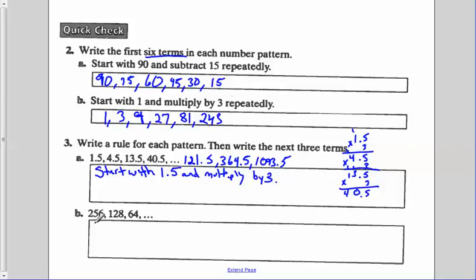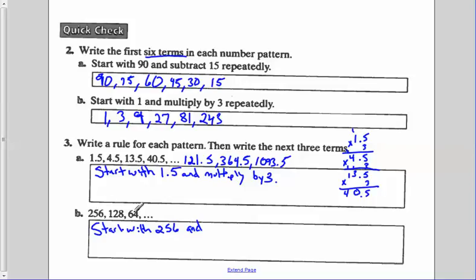Alright, now for B. 256, and then I go to 128, and then I go to 64. Well, I know I'm going to start with 256. Now I need to follow some kind of rule or some kind of step. Well, 256 and 128. If I subtract 128, I get 128. But if I subtract 128 from 128, I'm going to get 0. So that doesn't work to get to 64.